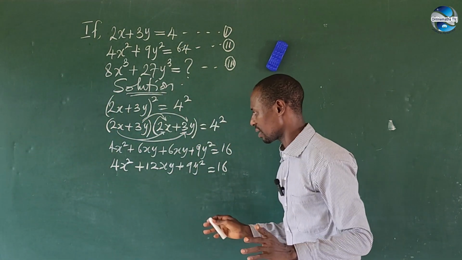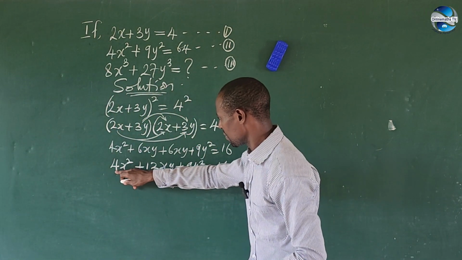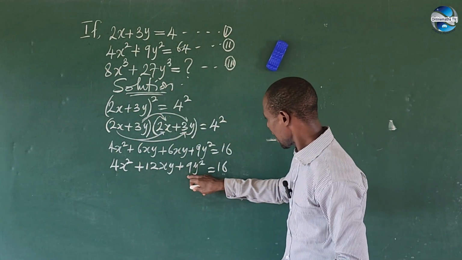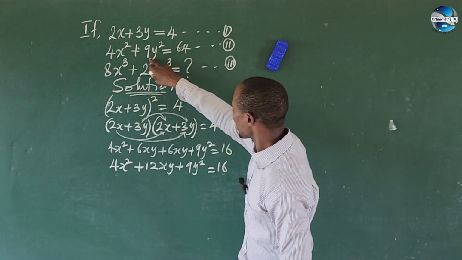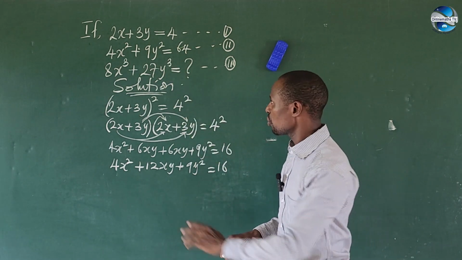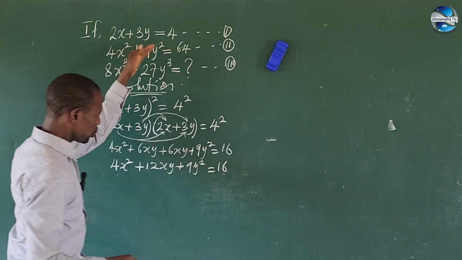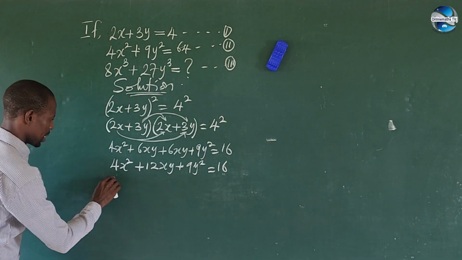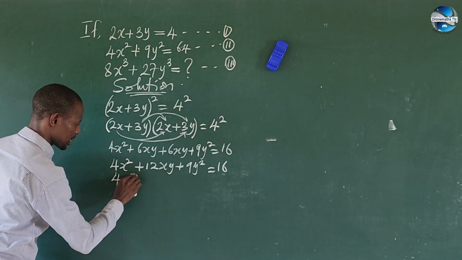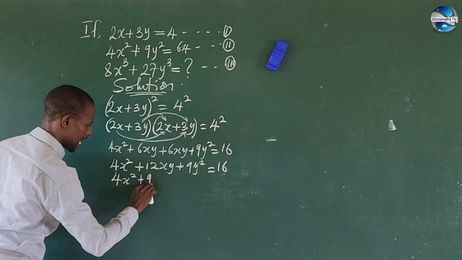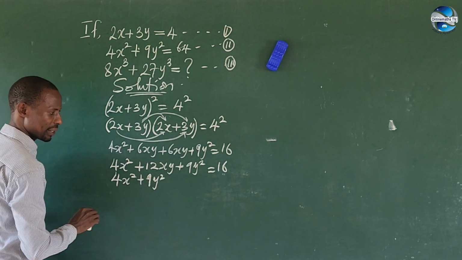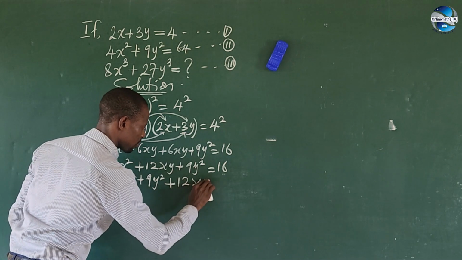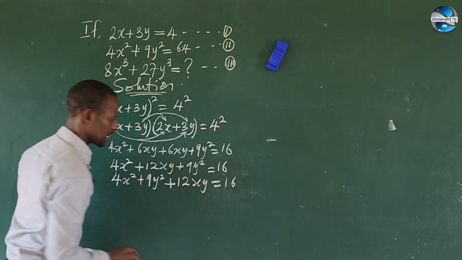Like I said earlier, you discover that here we are having 4x squared, here we are having 4x squared, here we are having 9y squared, here we are having 9y squared. So we can bring out equation 2 from this expression. Let's bring this and this together. This will now give us 4x squared plus 9y squared, then plus our 12xy, and this is equal to 16.